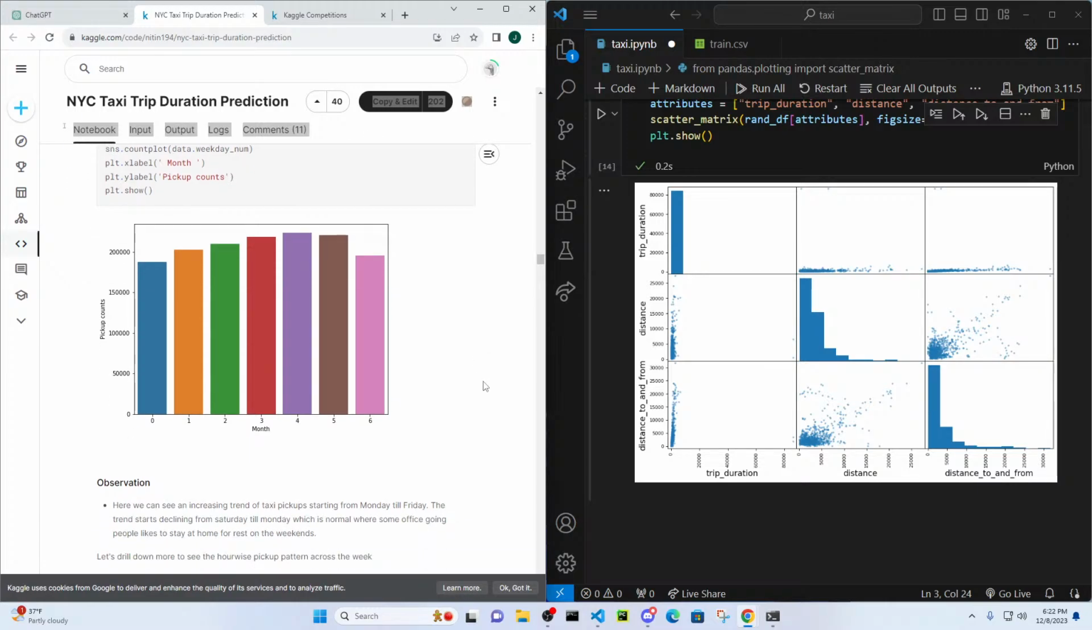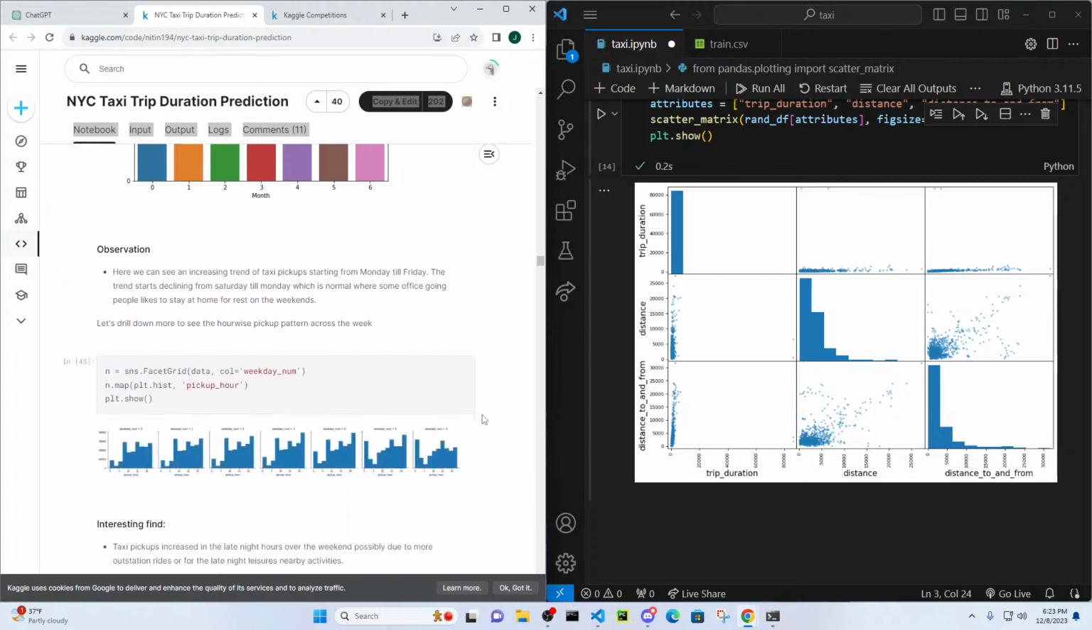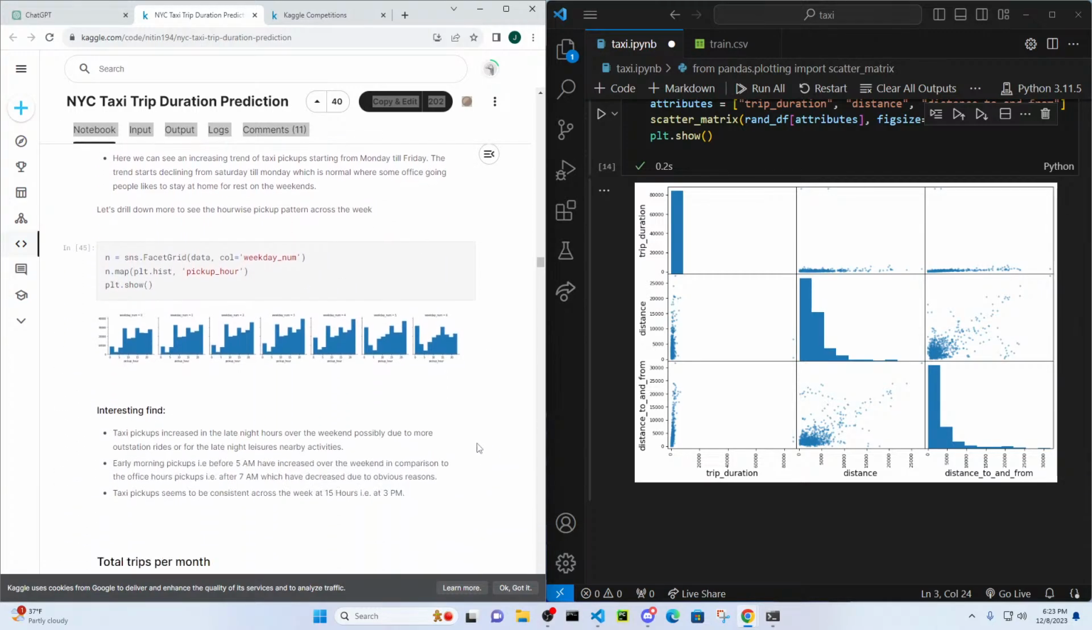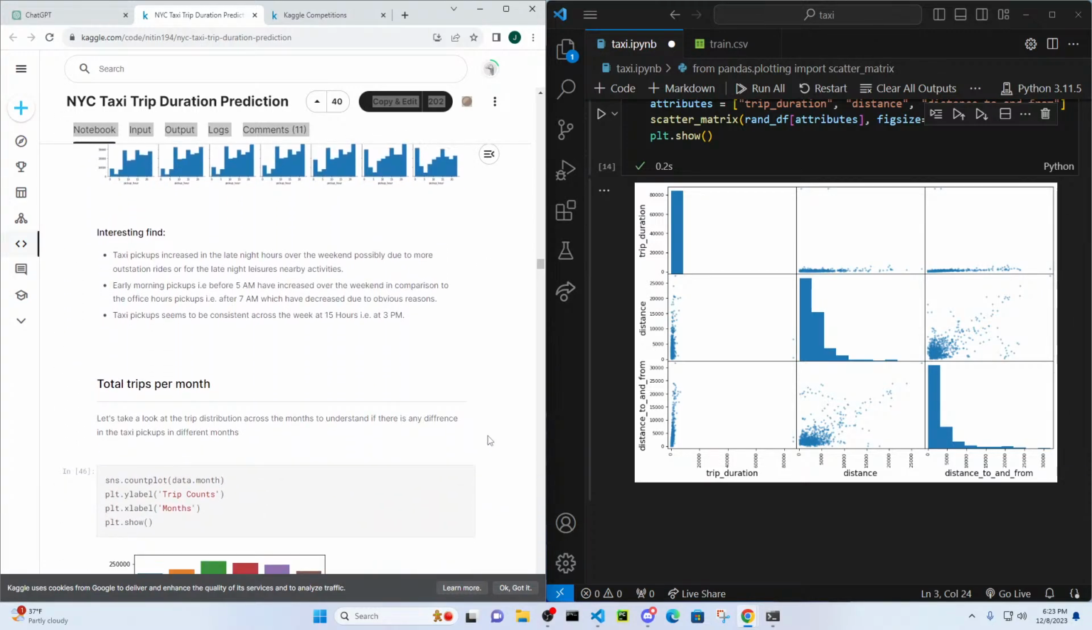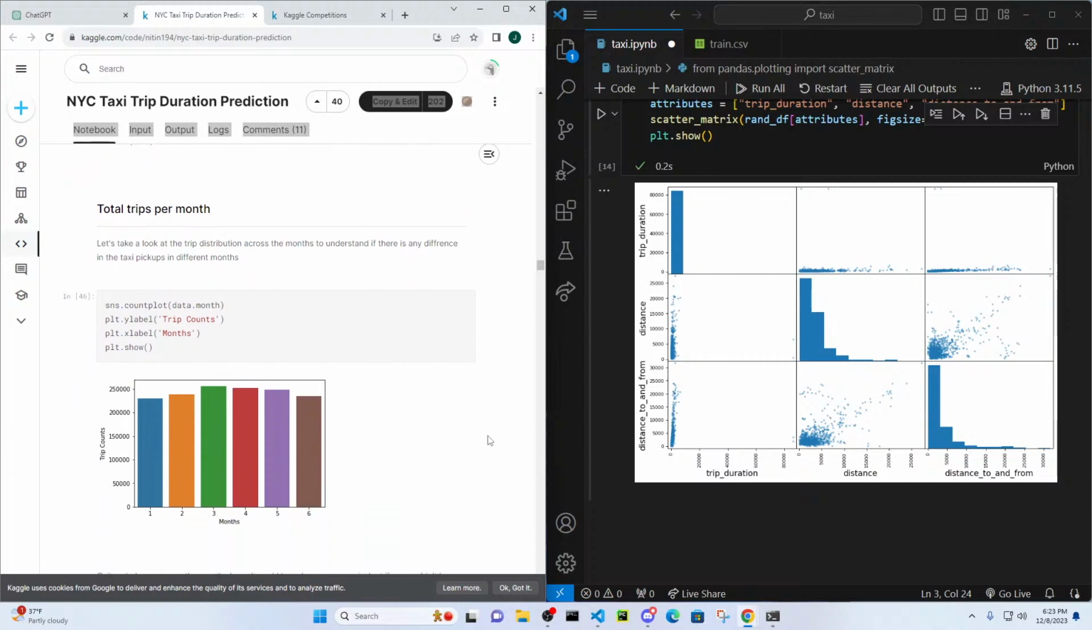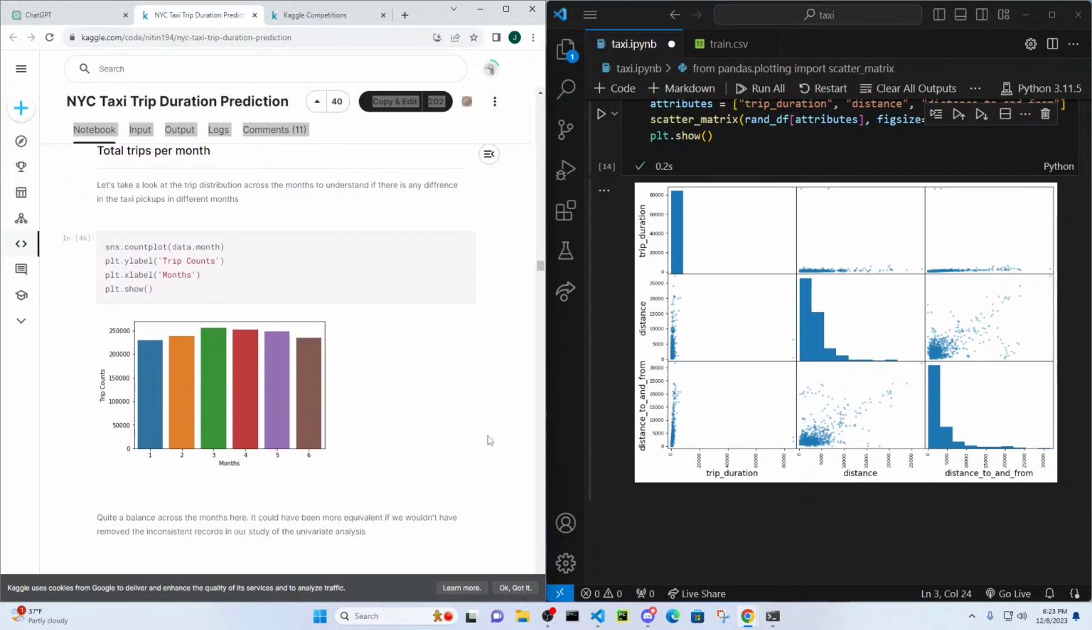Here we can see an increasing trend of taxi pickups starting from Monday till Friday. The trend starts declining from Saturday till Monday, which is normal, where some office-going people like to stay at home for the rest of the weekends. Let's drill down more to see the hour-wise pickup patterns. Oh, this is, I remember exploring this too. Okay, cool. We could keep going.